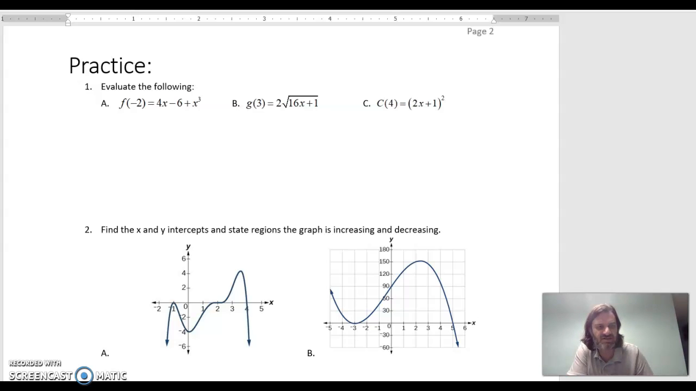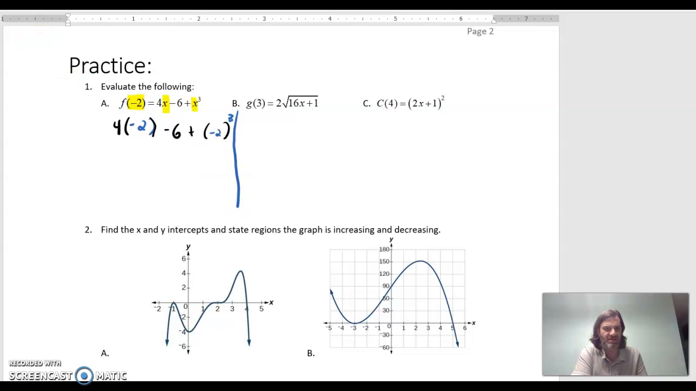Hey, we're doing some practice problems, and the first one we're going to evaluate some function values. So the first one we've got f of -2 is equal to 4x minus 6 plus x cubed. And we're going to take that -2 and place it everywhere there's an x. So in evaluating that, we'll have 4 times -2, and then we'll have minus 6 plus -2 cubed.